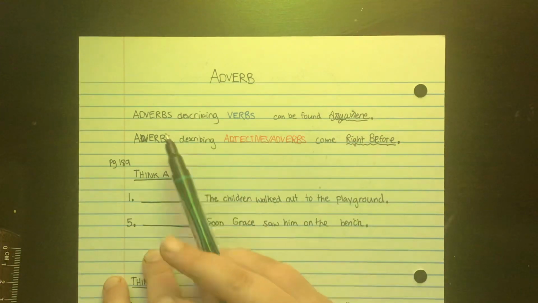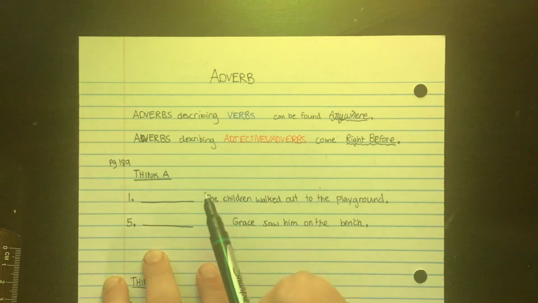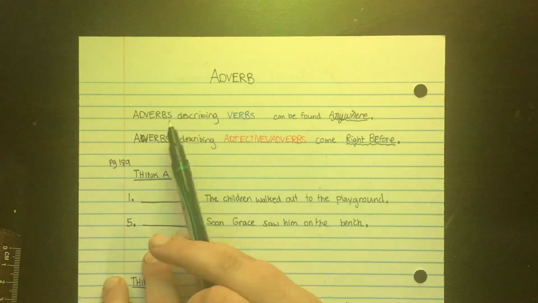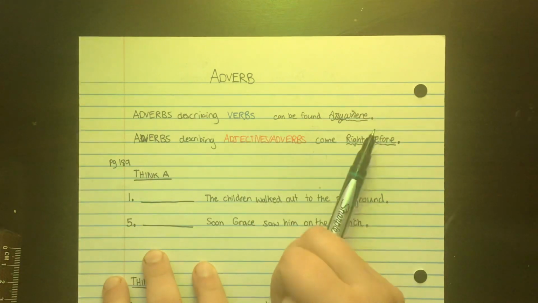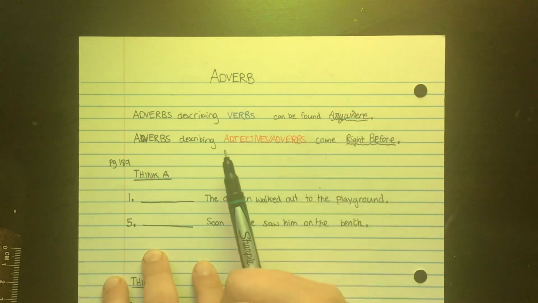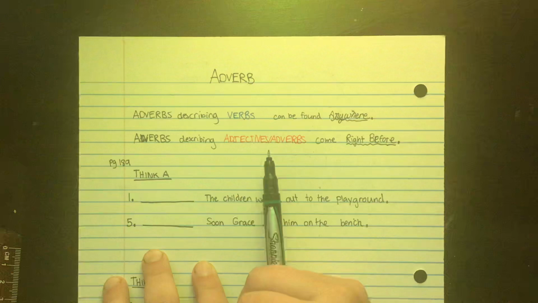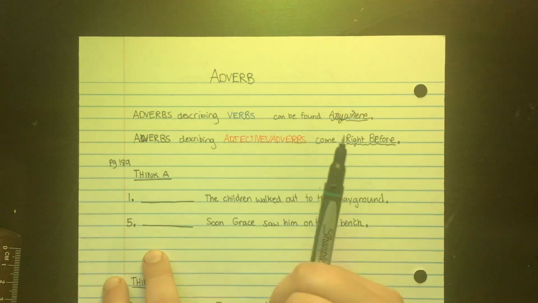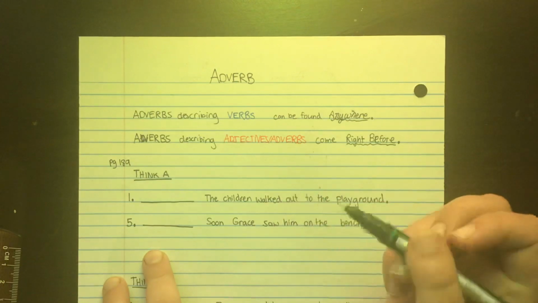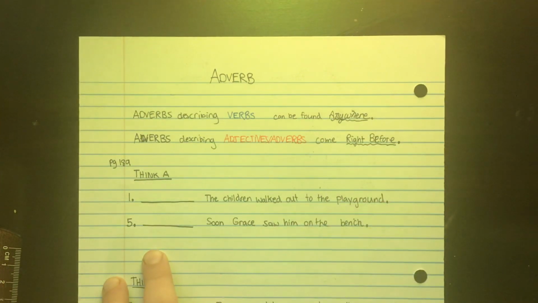Now there's a little trick for finding these types of adverbs. When an adverb is describing a verb, it could be found almost anywhere in the sentence. But when an adverb is describing an adjective or another adverb, it always comes right before the actual adjective or adverb. So that is going to be our little trick to help us today.